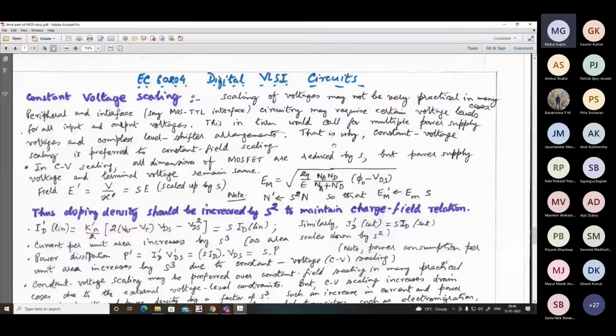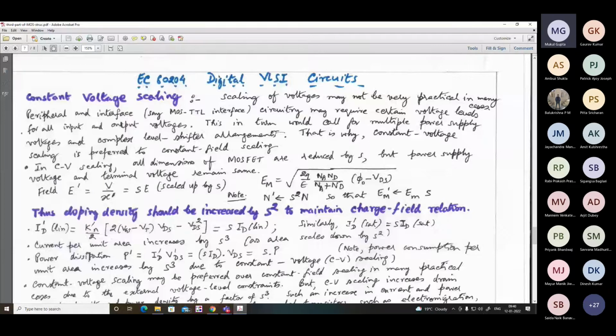But within the chip itself, the MOS transistors can work, and there you can go for constant field scaling. But IO interface circuitry will always involve the use of bipolar junction transistors, because the higher current requirement cannot be met by the MOS transistor. They have limited transconductance. The transconductance of a bipolar junction transistor is way above that of MOS circuitry.